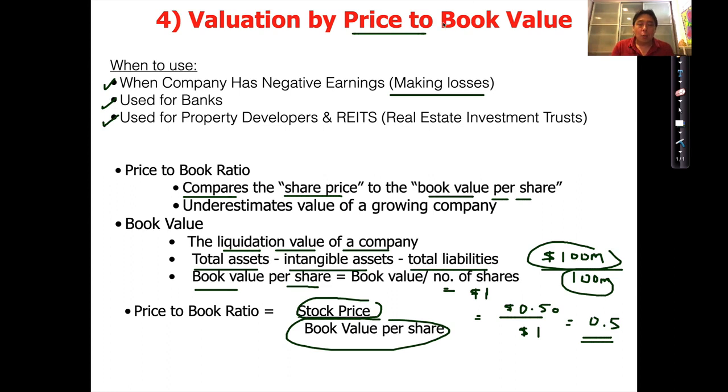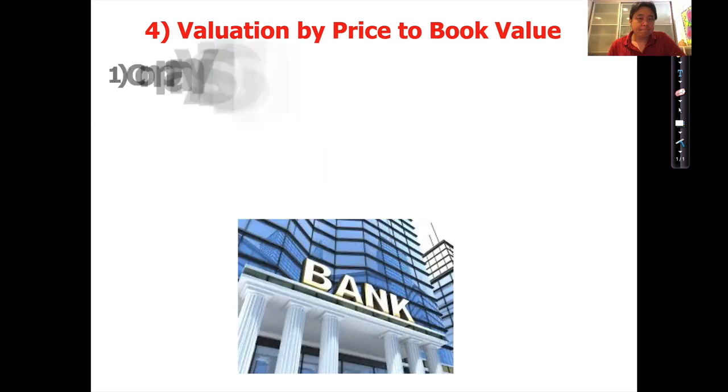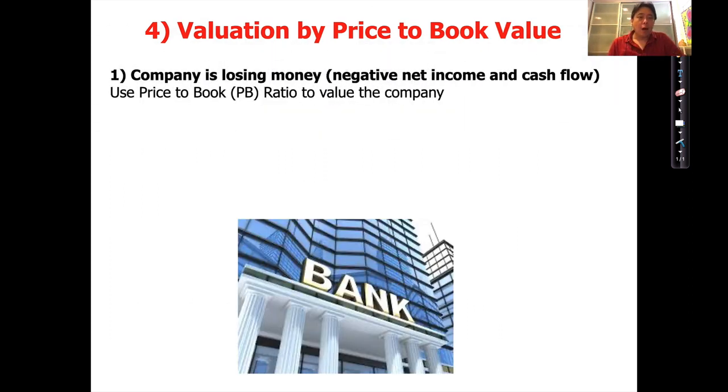So when we use the price to book ratio to value a loss-making company, ideally we want the price to book ratio to be 0.5 or less. See the logic? All right, so that's the first reason why we may use the price to book ratio method.